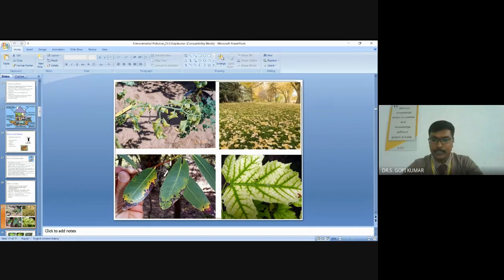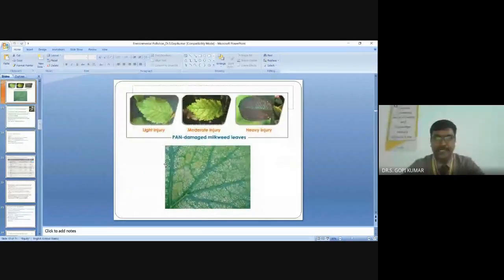And as a real-time example, we can see in areas of Talayattur, which is due to Sankar Cement's emission, those leaves in and around are getting affected. Now, corresponding injuries were highlighted: light injury, moderate injury, heavy injury in terms of damages for leaves.